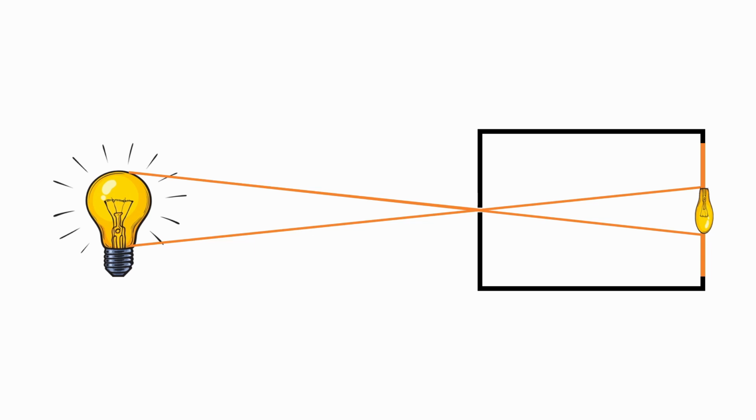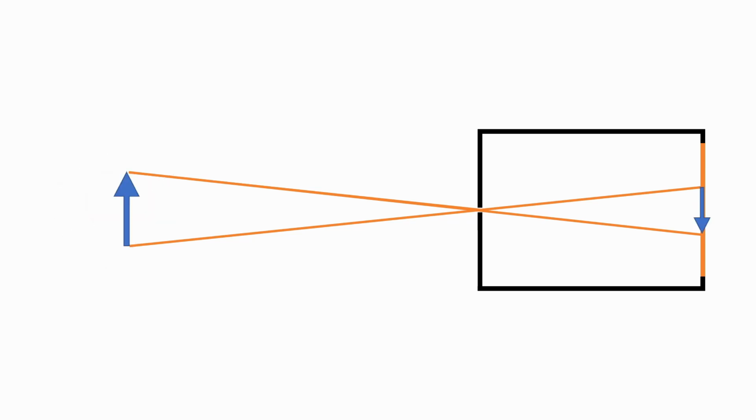Whenever we draw diagrams like this in school, instead of drawing a bulb to represent our luminous object, by tradition we use arrows instead. So here I've got an arrow, a blue arrow on the left hand side, and we can see a ray of light leaving the tip of the arrow, travelling through the pinhole onto the screen, and one from the base of the arrow, again travelling through the pinhole onto the screen.